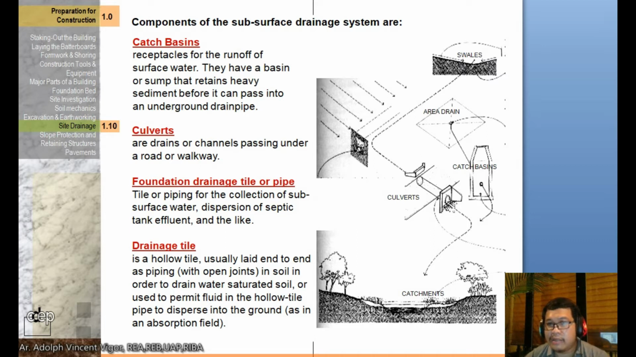Then we have the culverts, which are drains or channels passing under a road or walkway. Then we have the foundation drainage tile or pipe, which is a tile or piping for the collection of subsurface water, dispersion of septic tank effluent, and the like. Then we have the drainage tile, which is a hollow tile, usually laid end to end as piping in soil in order to drain water saturated soil or used to permit fluid in the hollow tile pipe to disperse into the ground as in an absorption field.